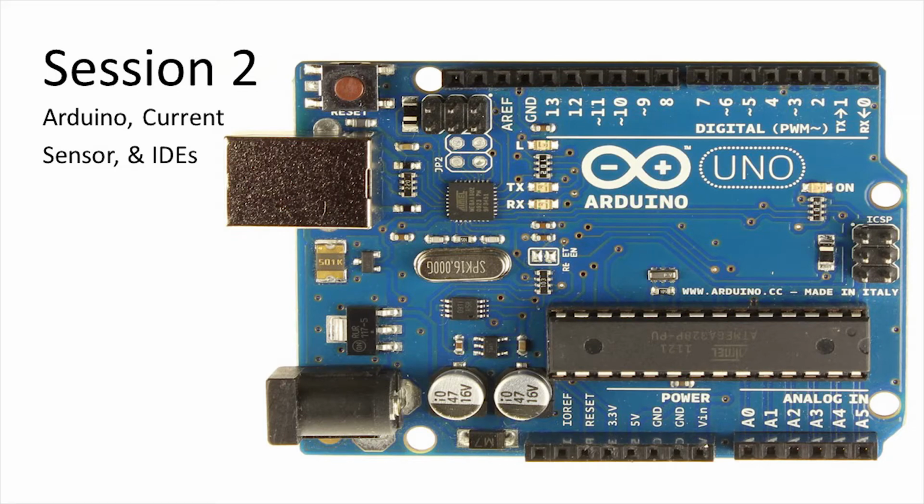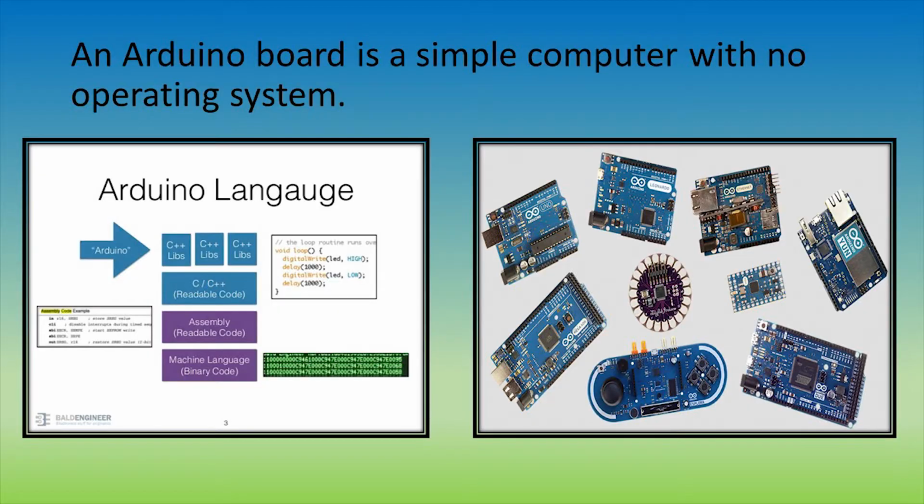In this session, you will be learning about Arduinos, current sensors, and IDEs. To start, an Arduino board is a simple computer with no operating system. An operating system is the interface you use to interact with computers such as your laptop or smartphone. So instead of using an operating system to run, we will provide machine code from our computers to the Arduino.